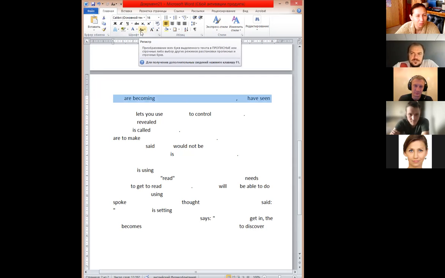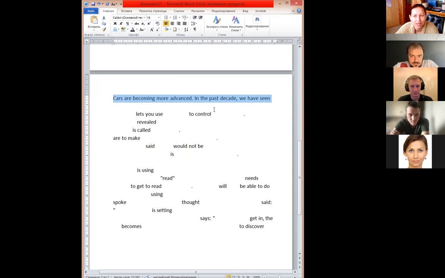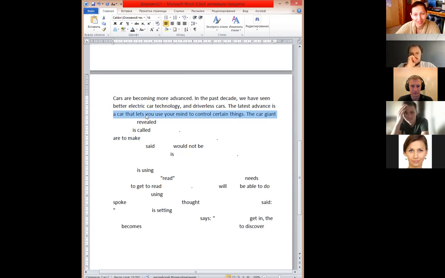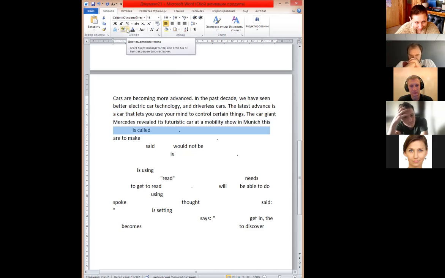Okay, let's now reveal the secret, what the news is about. Have a look. So cars are becoming more advanced. In the past decade, we have seen better electric car technology and driverless cars. The latest advance is a car that lets you use your mind to control certain things. The car giant Mercedes revealed its futuristic car at a mobility show in Munich this September, this week. It is called Vision AVTR.